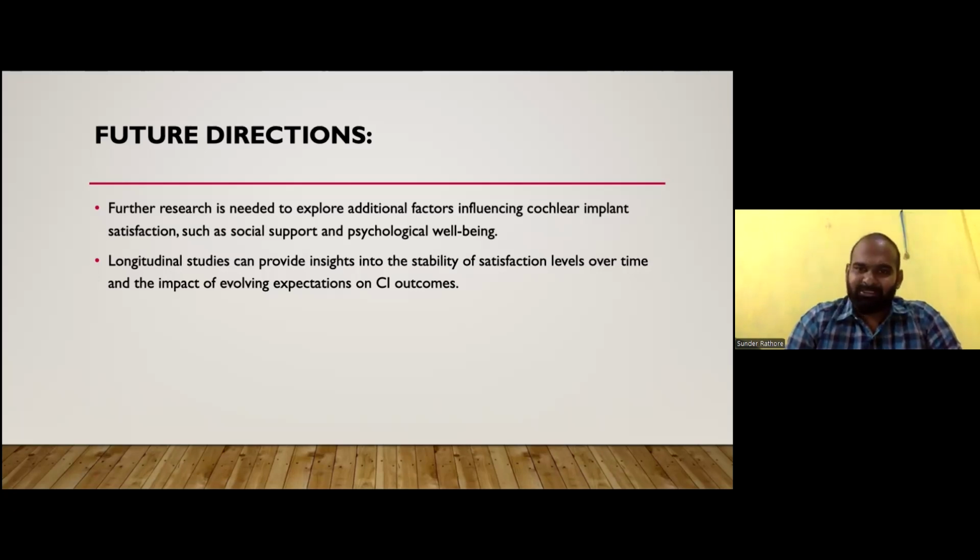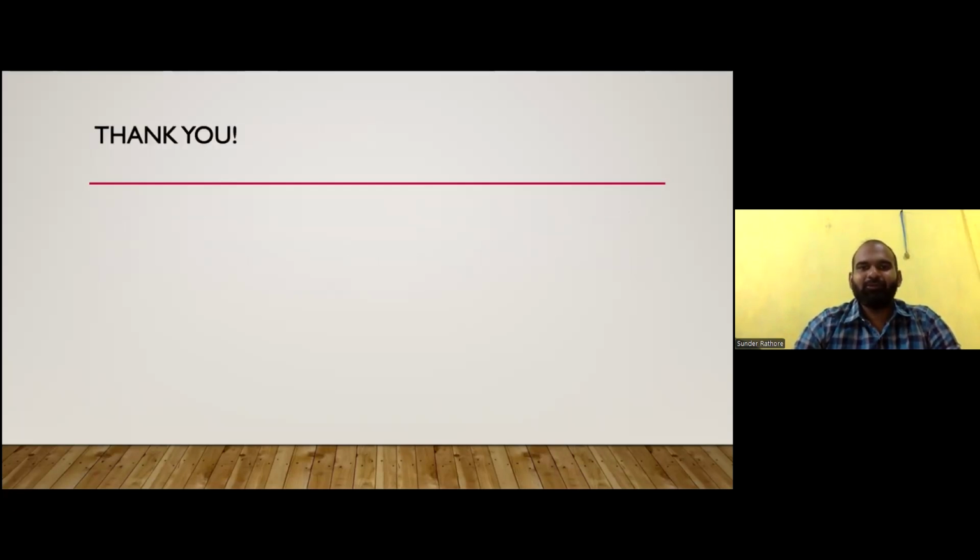So let me give you a disclaimer on this. We haven't shown our complete results and complete data. Once the paper gets published, we are going to make it public. But for now, we have discussed it without clear data. So thank you.